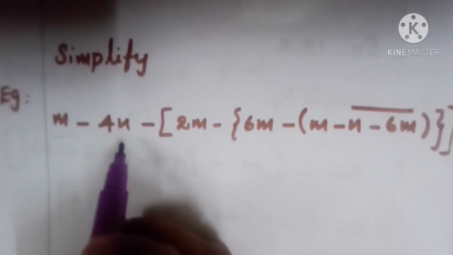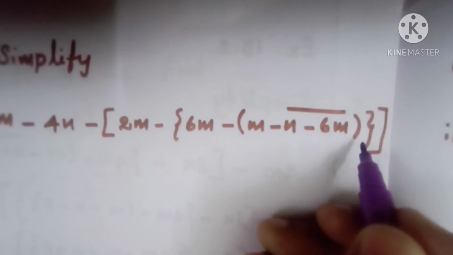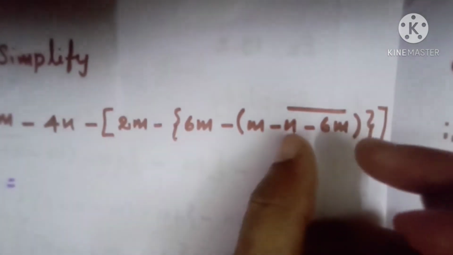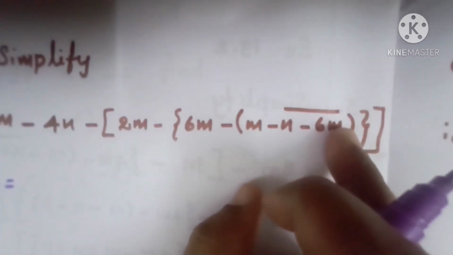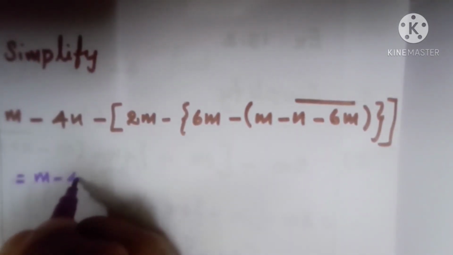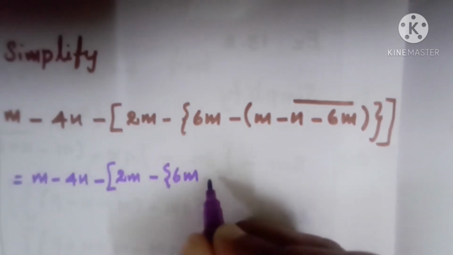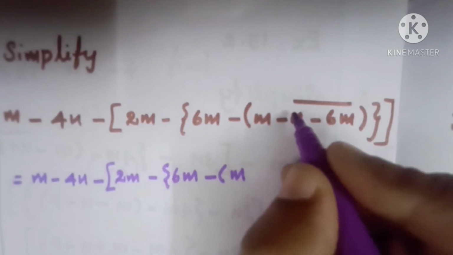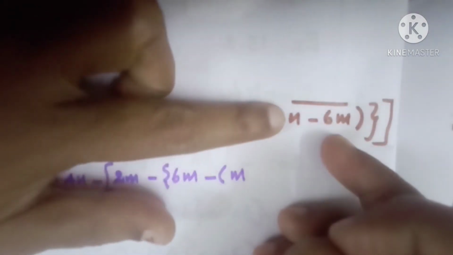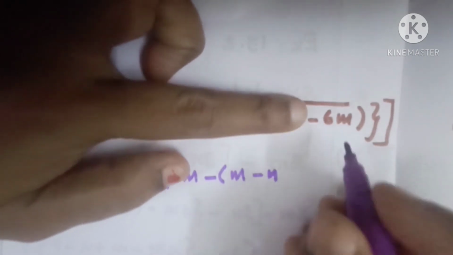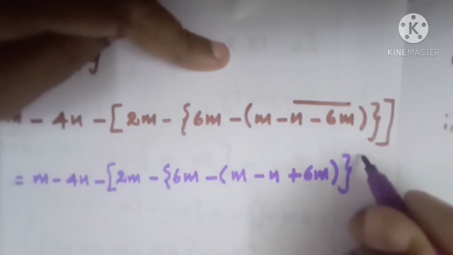Next sum: m minus 4n minus 2m minus 6m minus m minus n minus 6m. So first you have to remove the innermost bracket. Here also a bar bracket is there. Keep the remaining terms as it is. So m minus 4n minus square bracket 2m minus curly bracket 6m minus round bracket m. So that means a bracket precedes minus, so you have to change the symbol of inside terms. So plus n changed as minus n and minus 6m changed as plus 6m. So remove the bar brackets and put the remaining closing brackets.